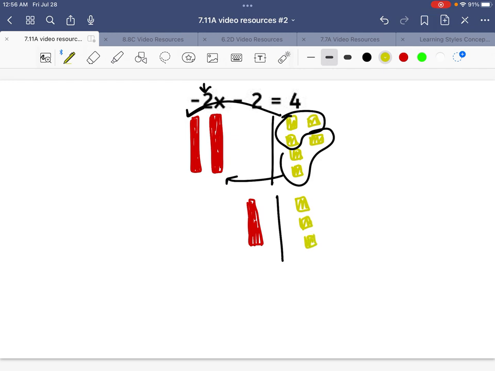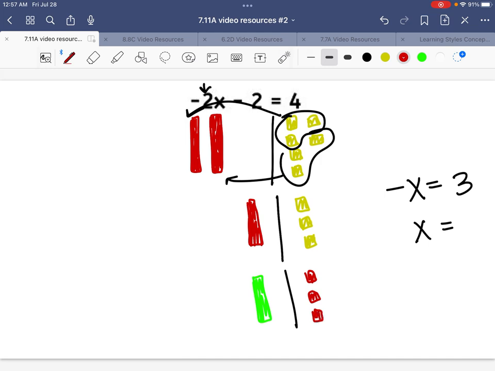Our only problem is that I don't want to know what a negative x is. I want to know what one positive x is. And so I can just flip my tile because that's me changing the sign. So when I flip the negative x, I'm left with a positive x. And because I flipped the left-hand side, I'll want to go ahead and flip the right-hand side. And so when I flip the tiles of those 3 positives, I get 3 negatives. So I see that x is equal to negative 3.